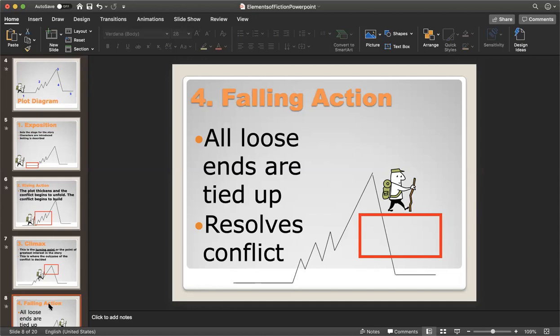In Toy Story, Woody and Buzz are making jokes in Andy's room. They're tying everything up. It's showing that they're friends now. By then, hopefully, the conflict is resolved.